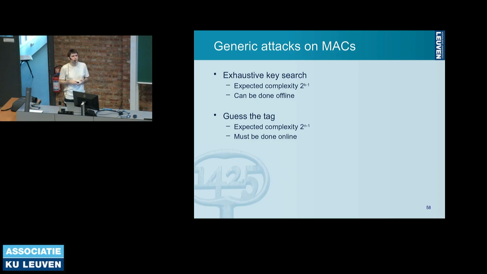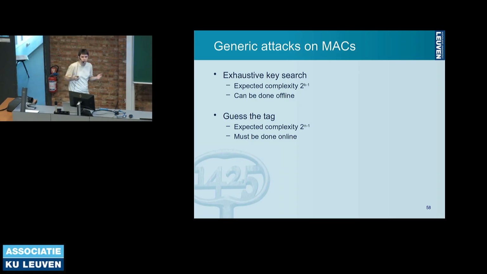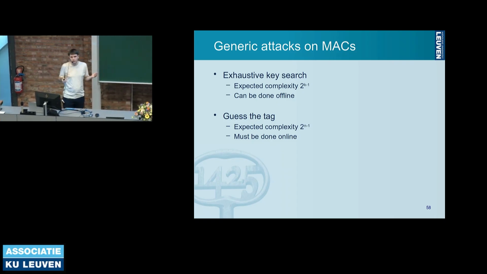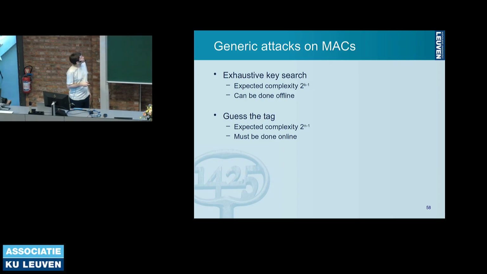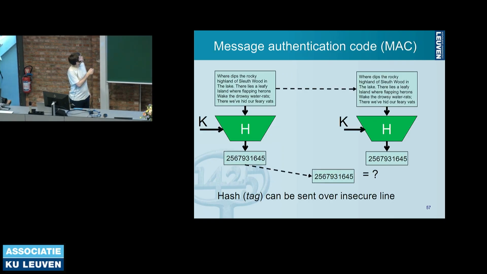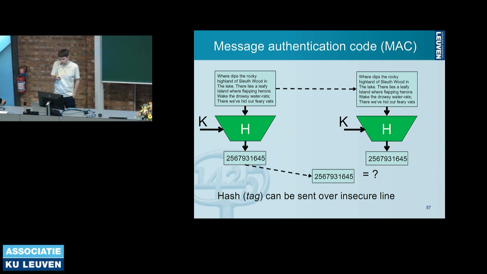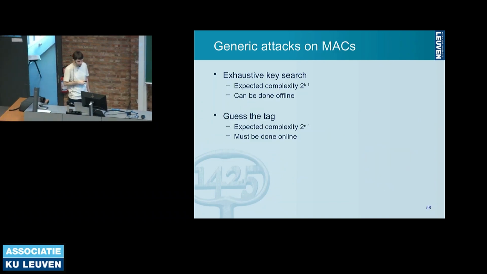You want, of course, that nobody can just search for the key, so your key needs to be long enough. You can just try different keys and see if you get this relation between this input and this digest, and if it matches, you will know that the key was correct.